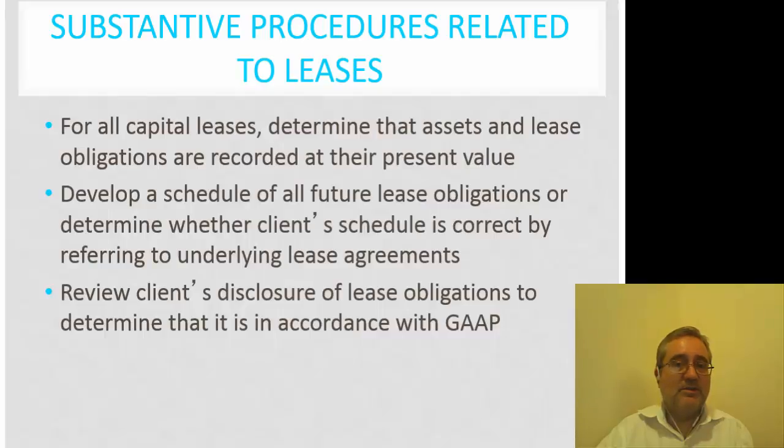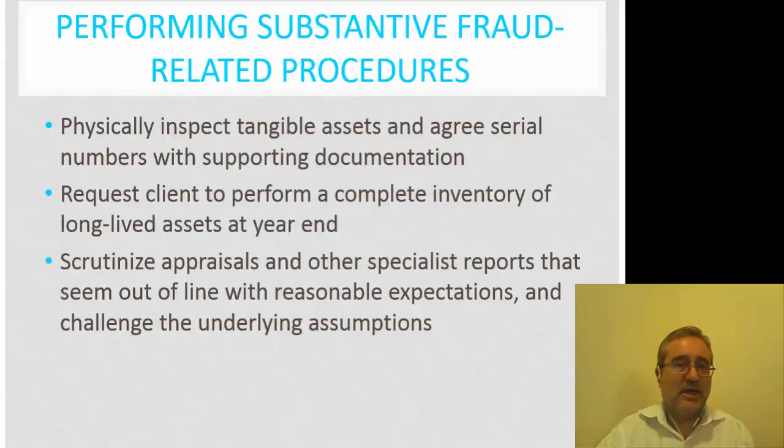For capitalized leases, determine the asset and lease obligation at their present value. We clearly need to have an understanding of what discount rate management used in their calculation. We need to develop a schedule of future lease obligations or determine whether the client schedule is correct. And again, we're talking about a simple amortization schedule. As long as we understand the useful life and the discount rate, it's going to be very easy to do that calculation. That's going to be part of our permanent documentation. Review client's disclosures of lease obligations to determine that it is in accordance with GAAP.